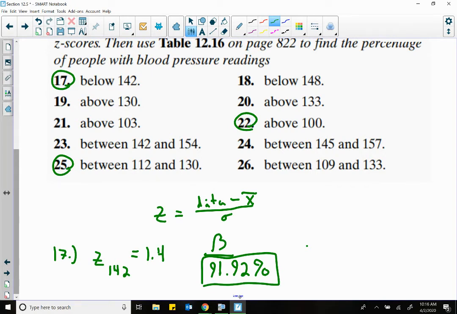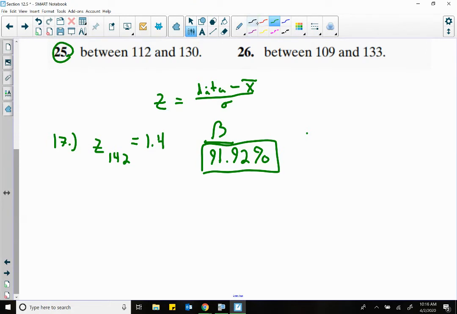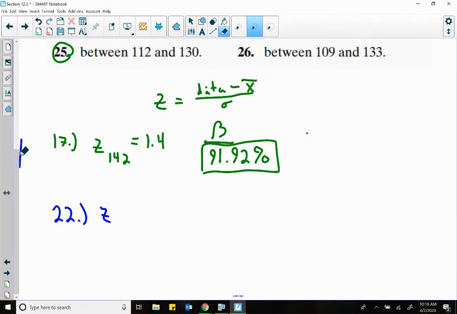Number 22, this time we want to be above. So again, on number 22, we need to find the z-score for a blood pressure that is 100. So we'll take 100 minus 121, divide by 15. And this time you get negative 1.4.